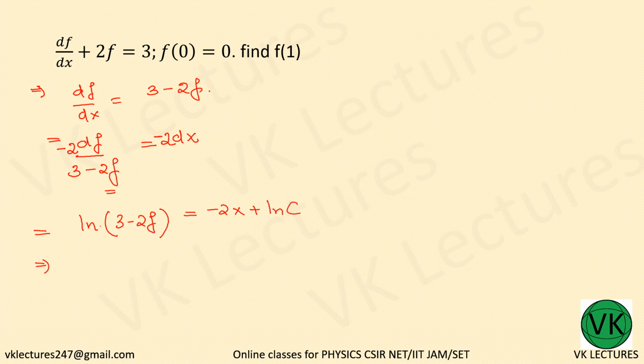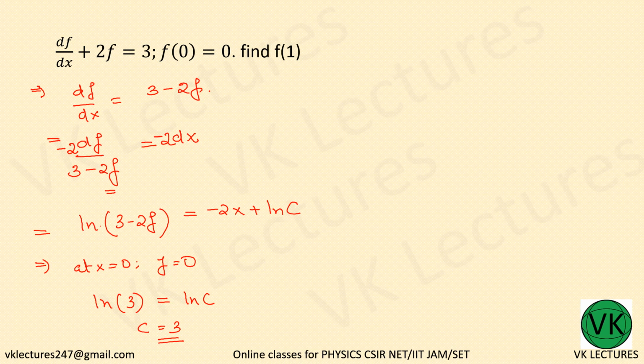Now initial condition at x equal to 0, f is equal to 0. Now put f and x equal to 0 in the given equation. So log of 3 equal to log c, and here c is equal to 3. So that's what we got.